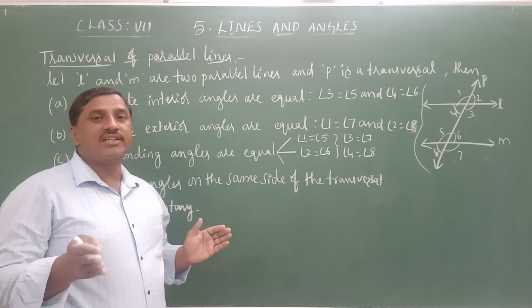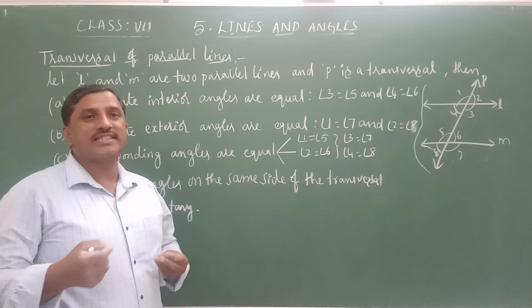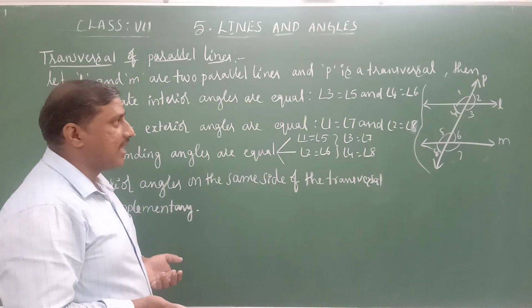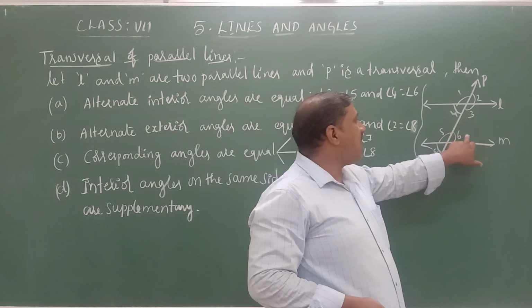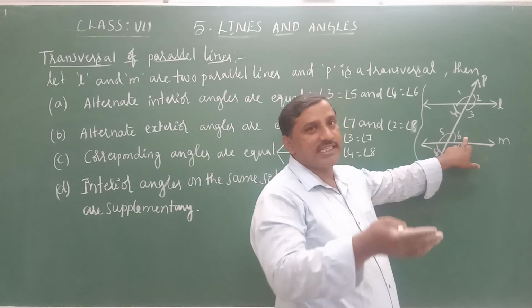The pair of angles whose sum is equal to 180 degrees. Here, interior angles on the same side, that is angle 3 and angle 6, are interior angles on the same side.